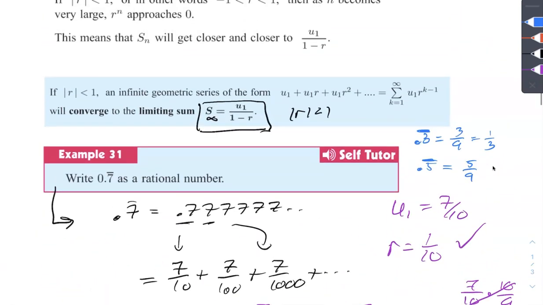Which, by the way, interesting note, what happens if you have 0.9 repeating right here? Well, that would be 9 over 9. Is that just 1? Yes. 0.9 repeating is the same thing as saying 1. Those are equal.